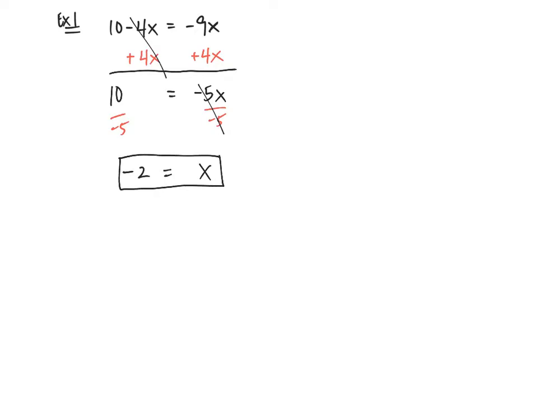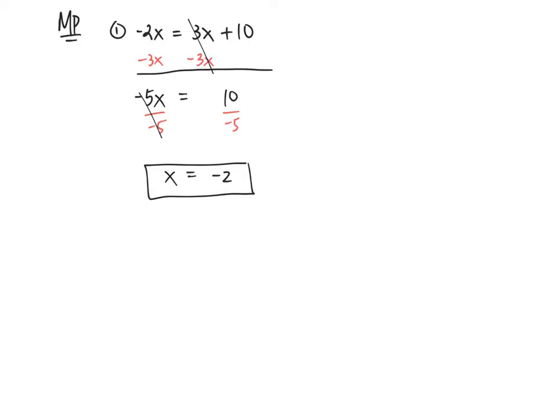Okay, I'll write down a monitoring progress problem for you to work on, and that is this one. Negative 2x equals 3x plus 10. So go ahead and work on this, pause the video, and then when you unpause it, the solution should be there. And here is the solution. Okay, we're going to move on to example 2 now.